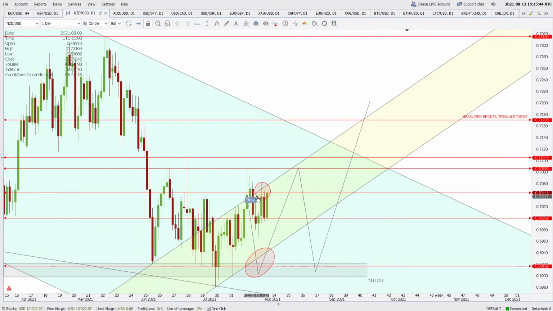Because after striking this resistance, price is supposed to come back to this area to test it as a fresh support. But today's price action is looking far more bullish than we had thought, and I think 0.7085, followed by 0.7104 and even the major broken triangle target of 0.7170, is possible in the coming days.